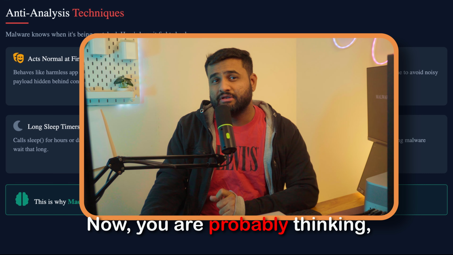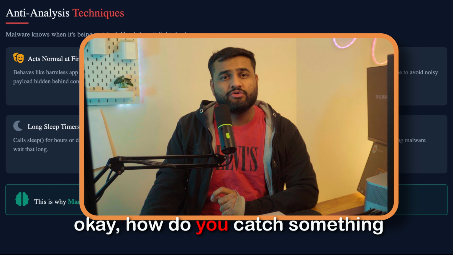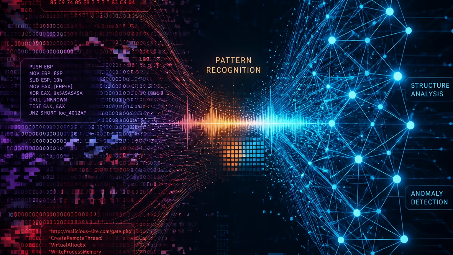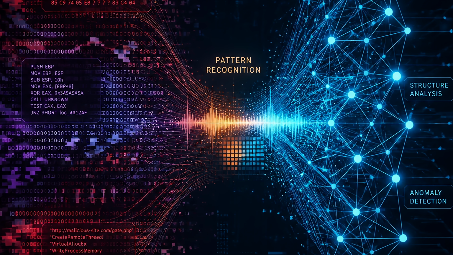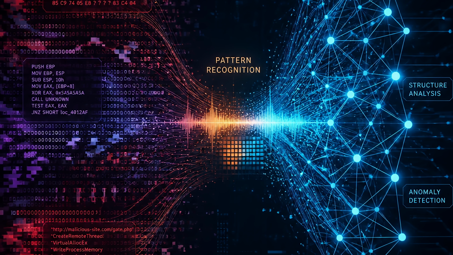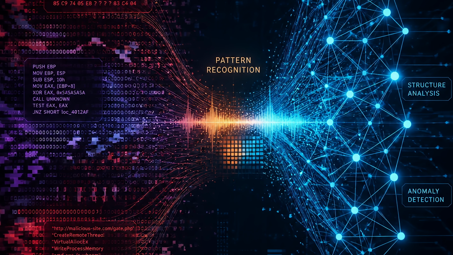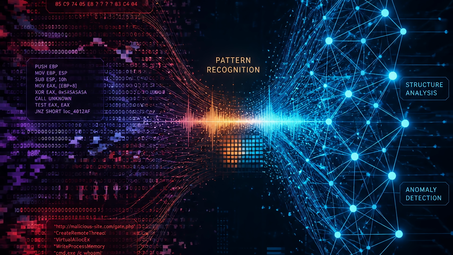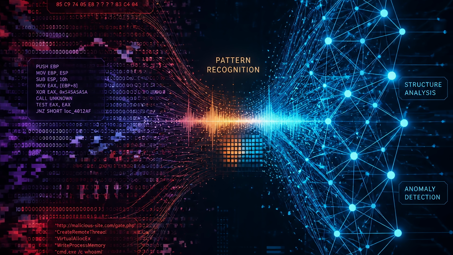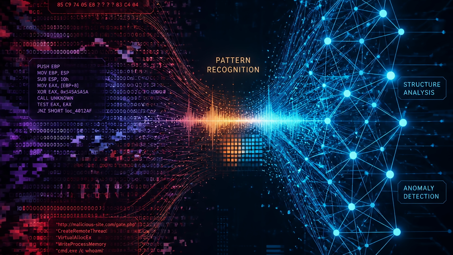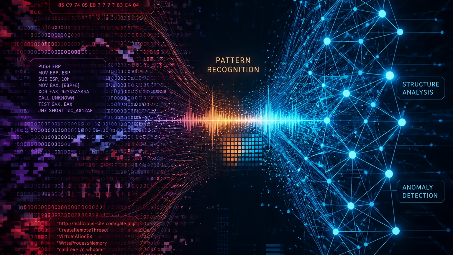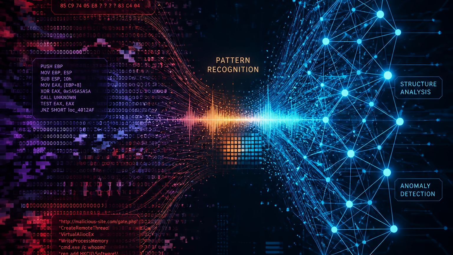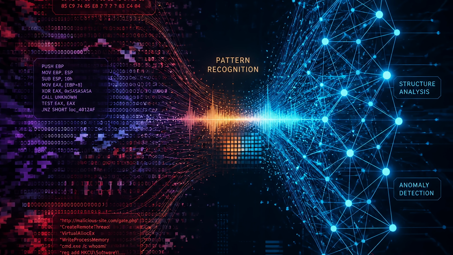Now you are probably thinking, okay, how do you catch something that acts completely innocent in a controlled environment? That is precisely the problem, and this is exactly why machine learning becomes so valuable here. Instead of looking for one fixed signature, one specific fingerprint, a machine learning model learns patterns across thousands of samples. Patterns the malware can't hide, even when it's trying to behave. You can change how code looks. You can't easily change what it fundamentally is.